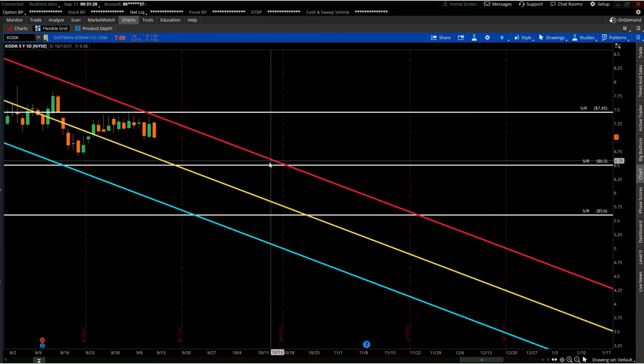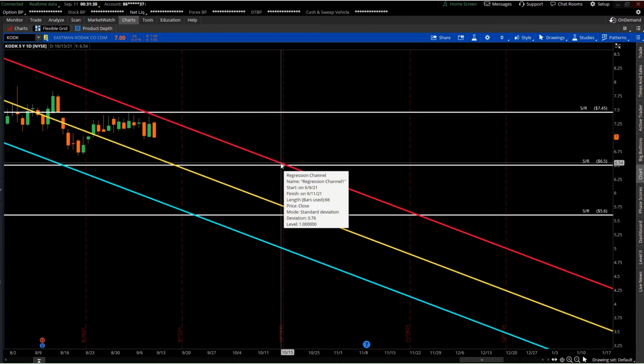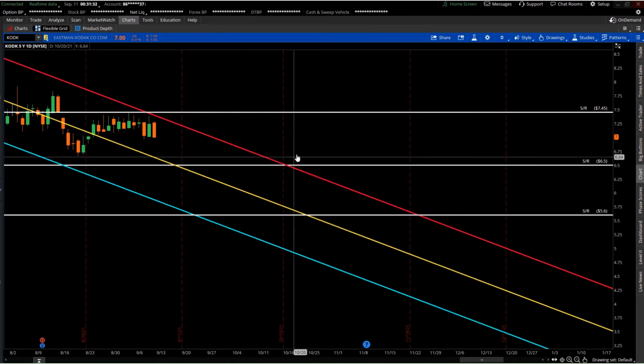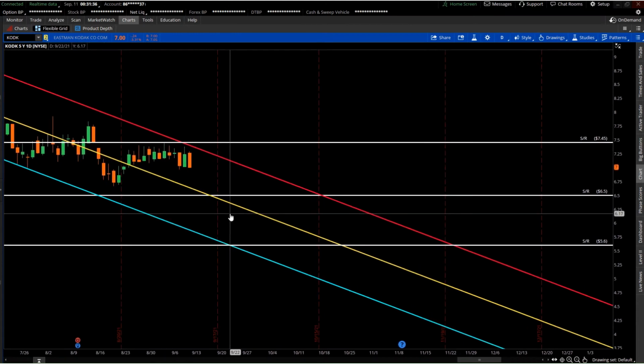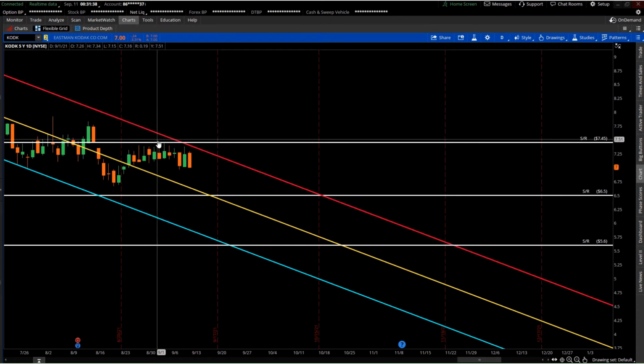So just as a disclaimer, going into the October 15th time frame, the expiration Friday, I do have a position, a very small position in Kodak at this time.